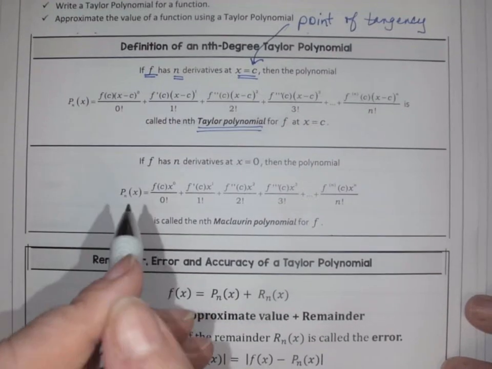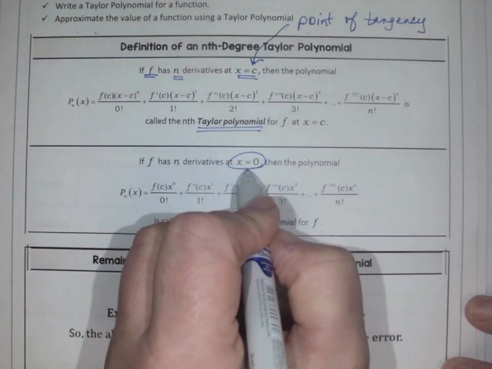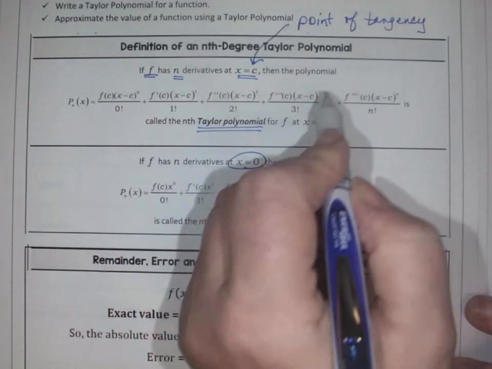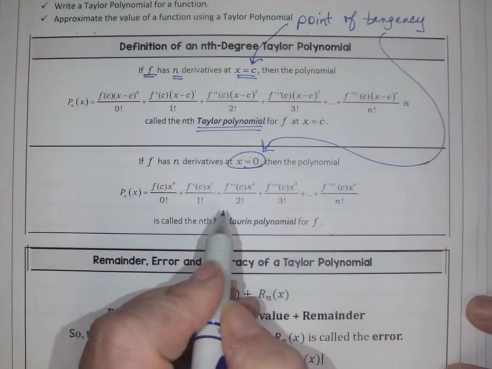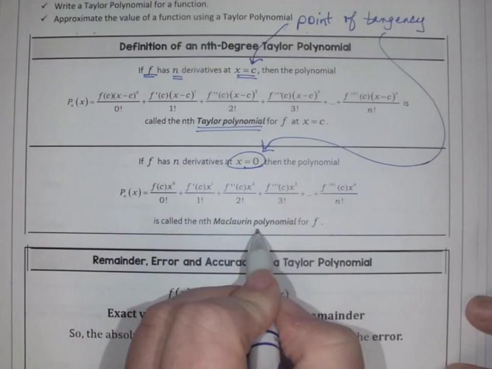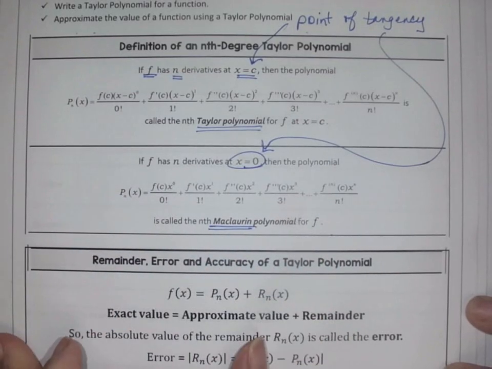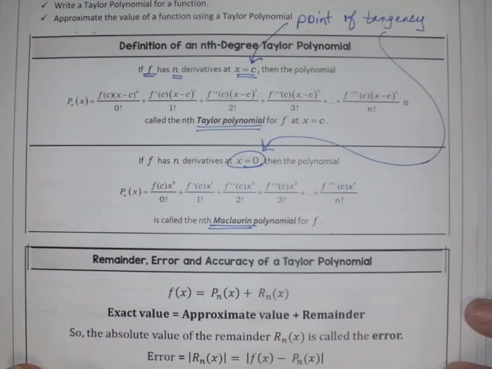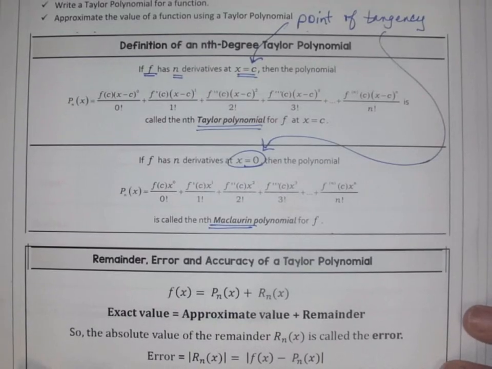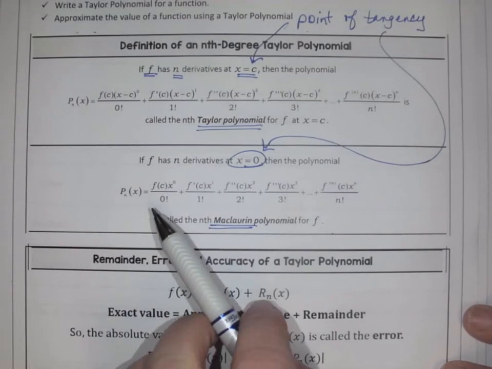Now, if we want to be centered at x equals 0, again, that's our point of tangency. If we are centered at 0, it's the same formula, but it's called a Maclaurin polynomial. So when they say the word Maclaurin, you automatically know that it is centered at 0. And I'll show you how this works as we get into a problem. But for right now, you just have to be familiar with the formula.